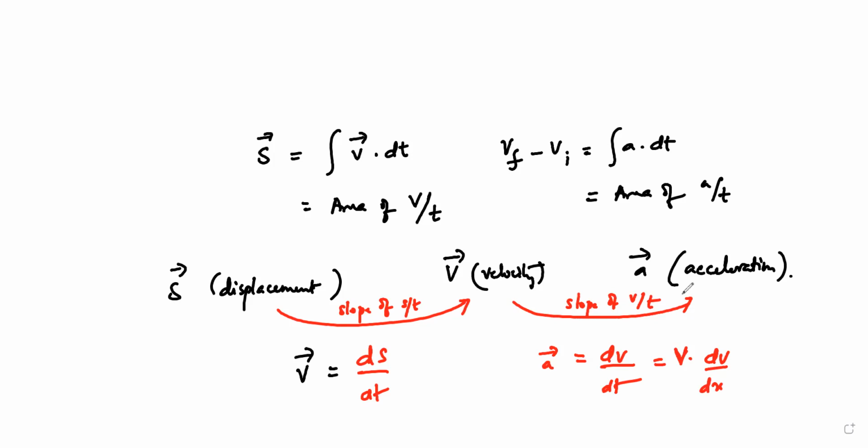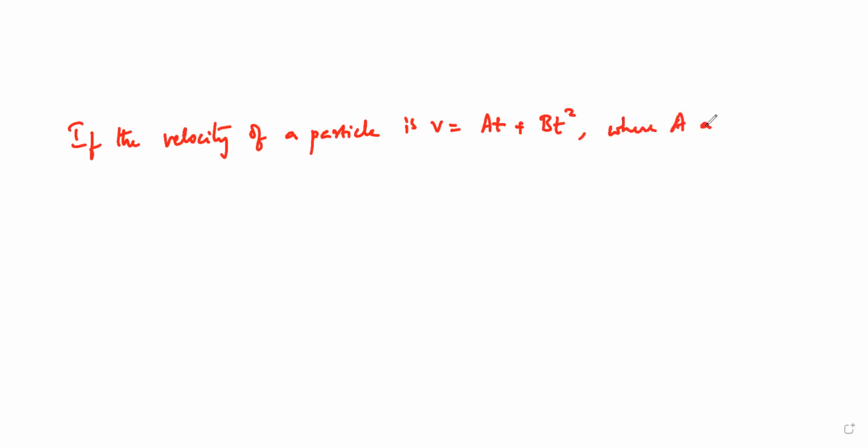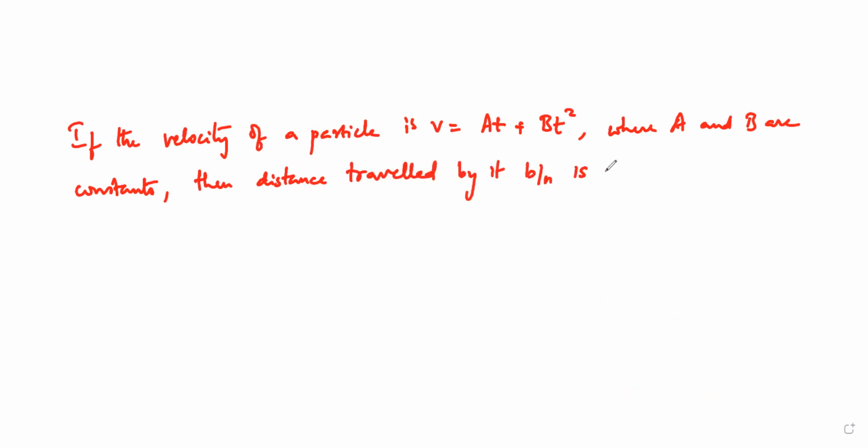Next, take down one question, sir. If the velocity of a particle is v is equal to at plus bt square, where a and b are constants, then distance traveled by it between 1 second and 2 second is dash.